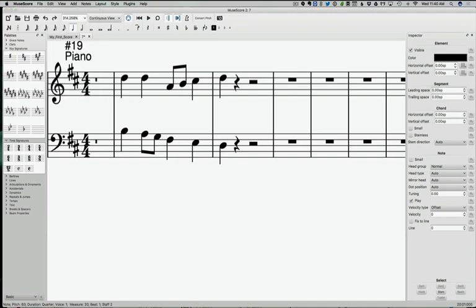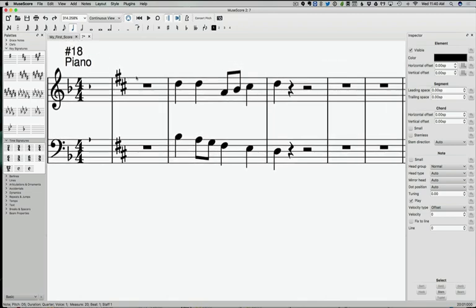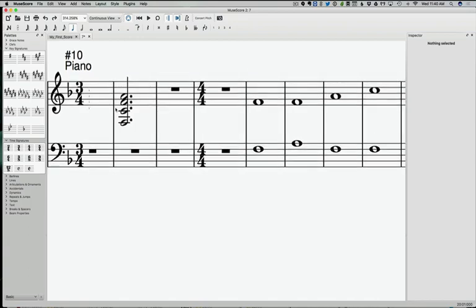Okay, listen for a dissonance. Okay, did you hear it? It's not a real strong dissonance, but let's go through and look at our intervals really quick here.